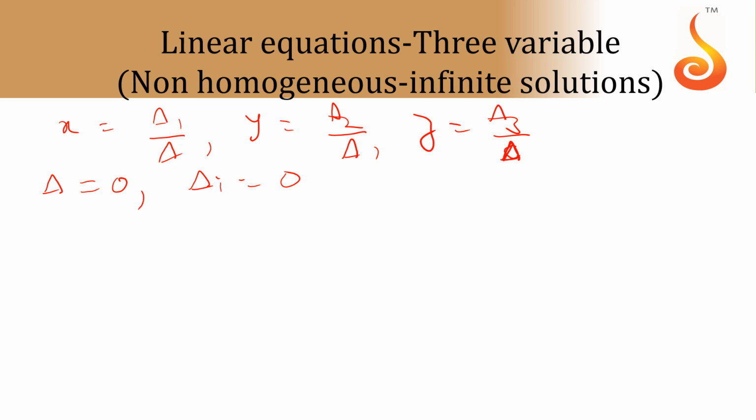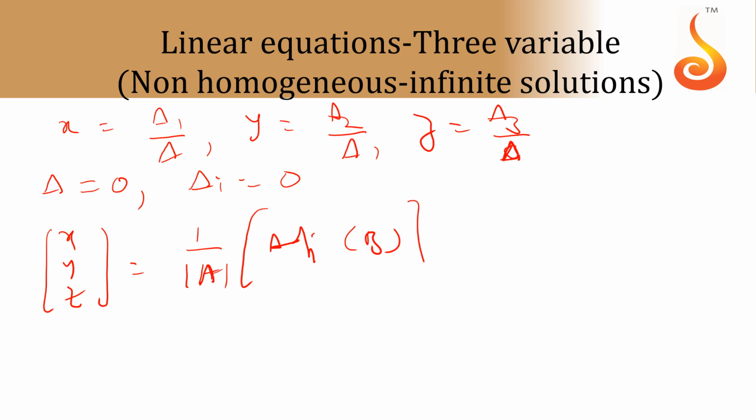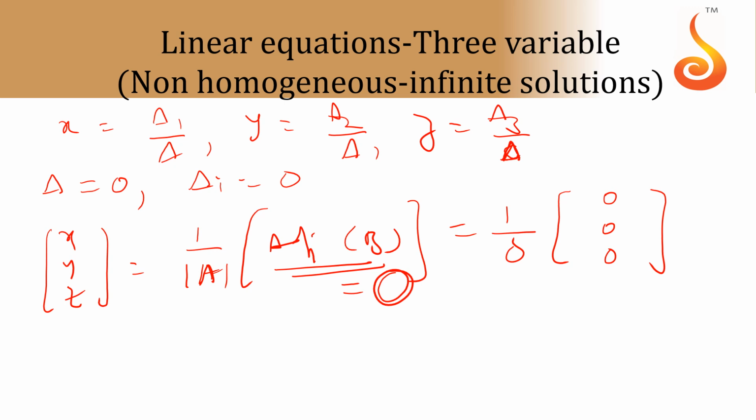Then what is the meaning? From the matrix inversion method you will understand. For x, y, z you have 1 by det A, which is 0 in the denominator. Adjoint A into B is also a null matrix, so you get 1 by 0 into a null matrix. Then after converting the augmented matrix into echelon form, you will have 0x plus 0y plus 0z equal to 0. It will have infinite solutions.